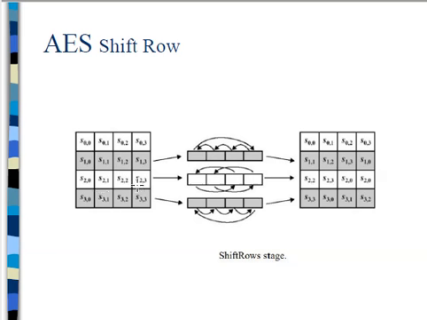For the third row, we consider 2 byte shifting. In fact, the third one is replaced with the first one, and so on. This is the stage of shifting rows.